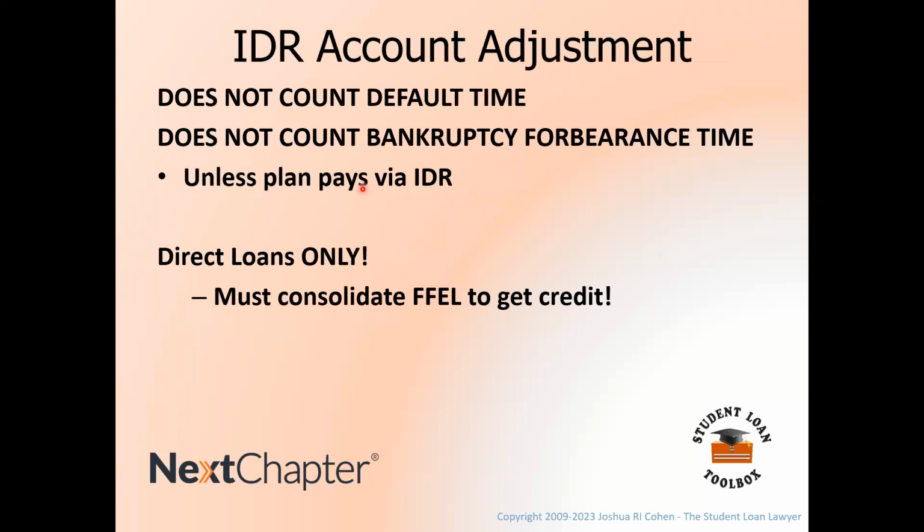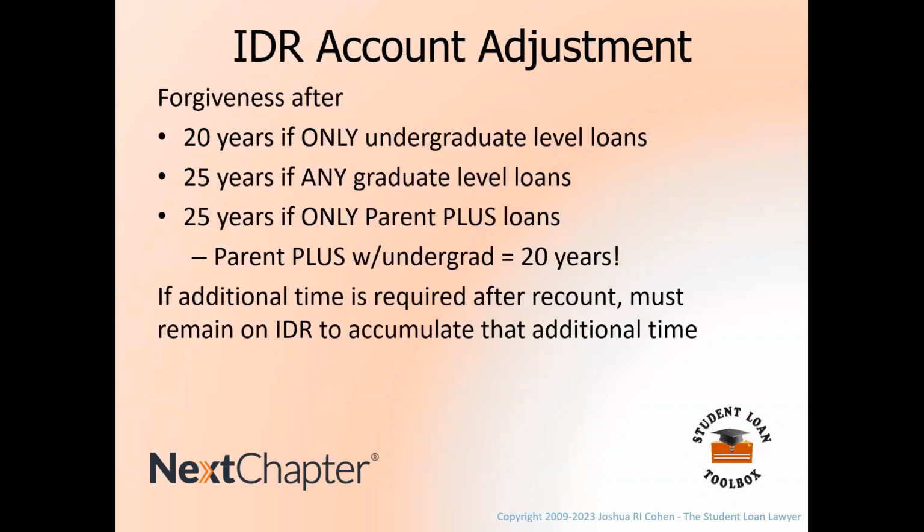Okay, so if you were smart and you know how to get your client onto an IDR during the Chapter 13, then they will get credit for those payments. This is only available for direct loans. So if they have an FFEL, you have to consolidate it. I know I just said, as Greg pointed out, that consolidation resets it. Not on the IDR account adjustment. Okay, the IDR account adjustment, I'm about to answer this question.